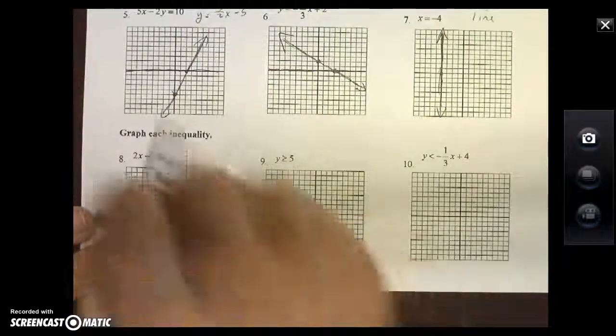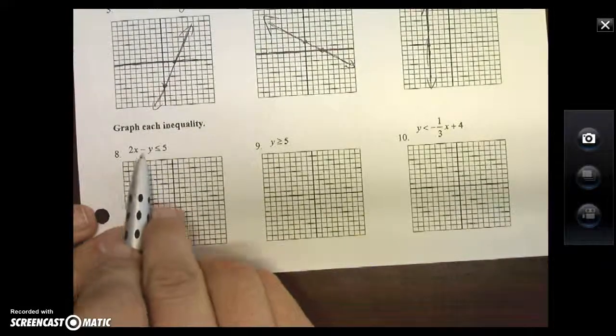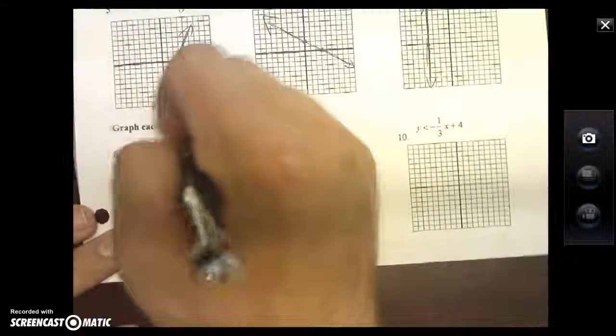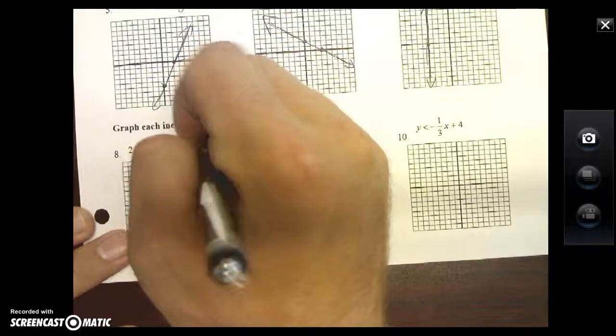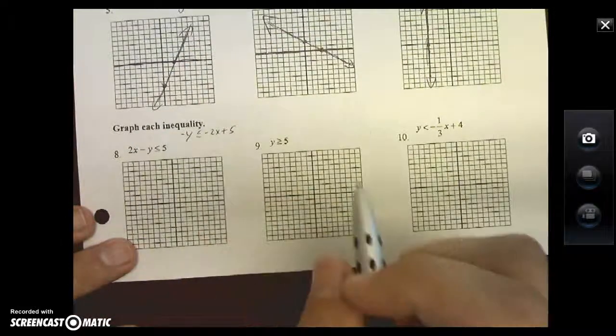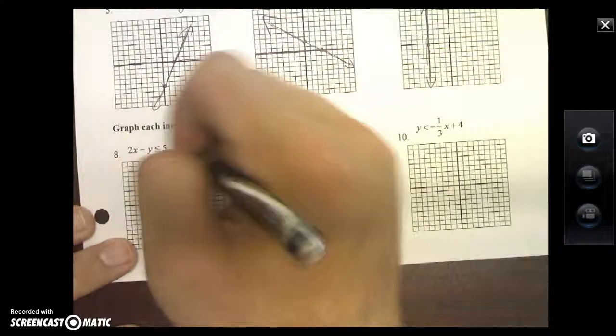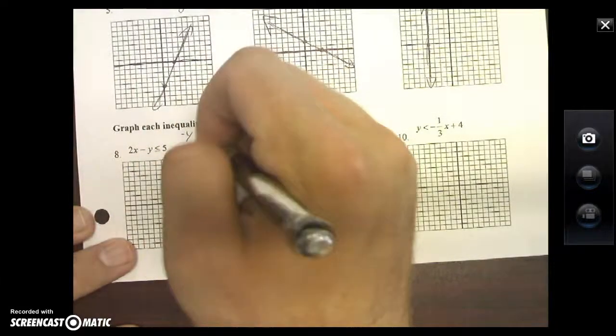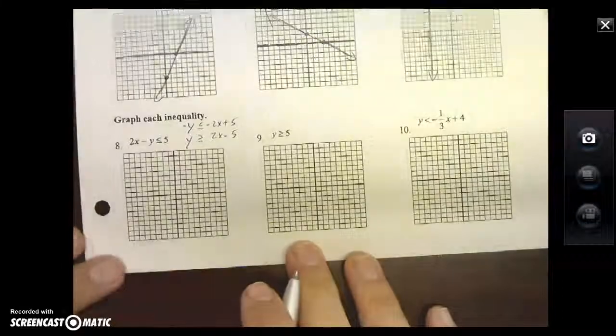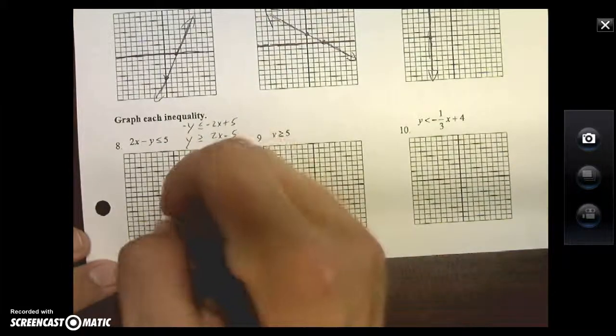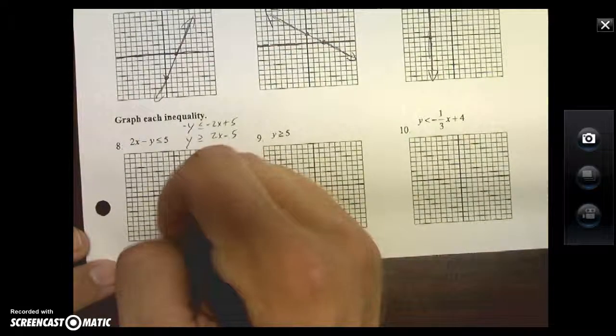Graphing inequality, same general idea. Get y by itself. Subtract 2x over. Negative y is less than or equal to negative 2x plus 5. When I divide by a negative for an inequality, all my signs flip as well as the inequality sign. So y is greater than or equal to 2x minus 5. Go down 5, plot a point.